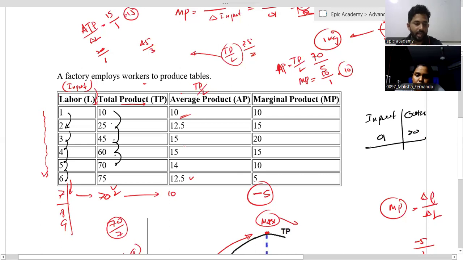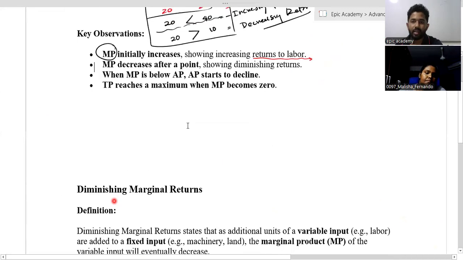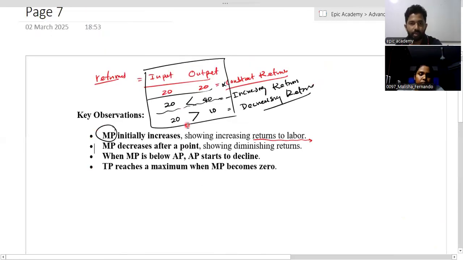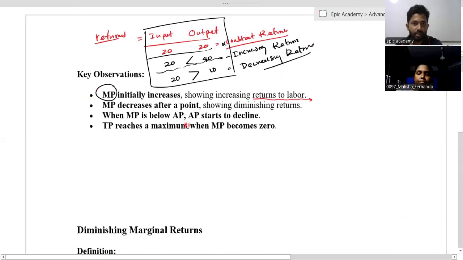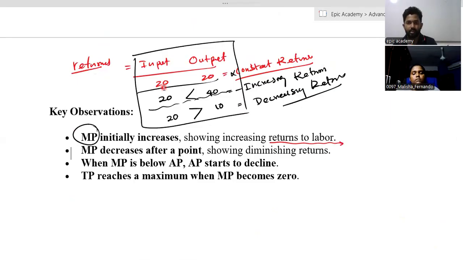Because output is taking greater value than the input change. That is why we call it increasing returns. It's very easy to identify, okay? Increasing returns. If the input increment level and output level are similar, we call it constant return. Constant. Nothing you can get. You are spending 20,000 to earn 20,000. Something like that happens.